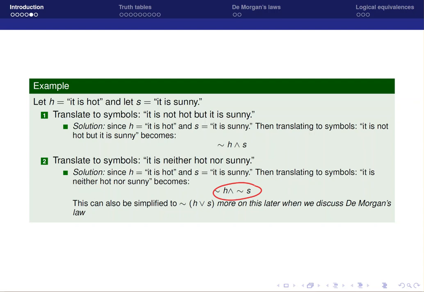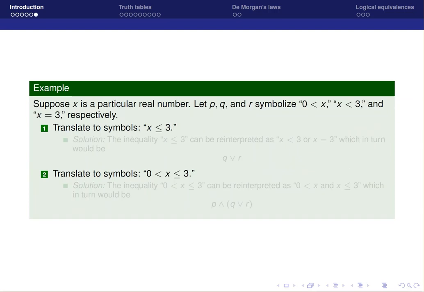This can be further simplified to not (H or S), but we need something called De Morgan's law in order to be able to make that simplification. And for now, we don't know De Morgan's law, so you're not responsible for simplifying the expression at this point in time. Let's try this out one more time. Take a minute to pause the video and see if you can answer the following two questions.